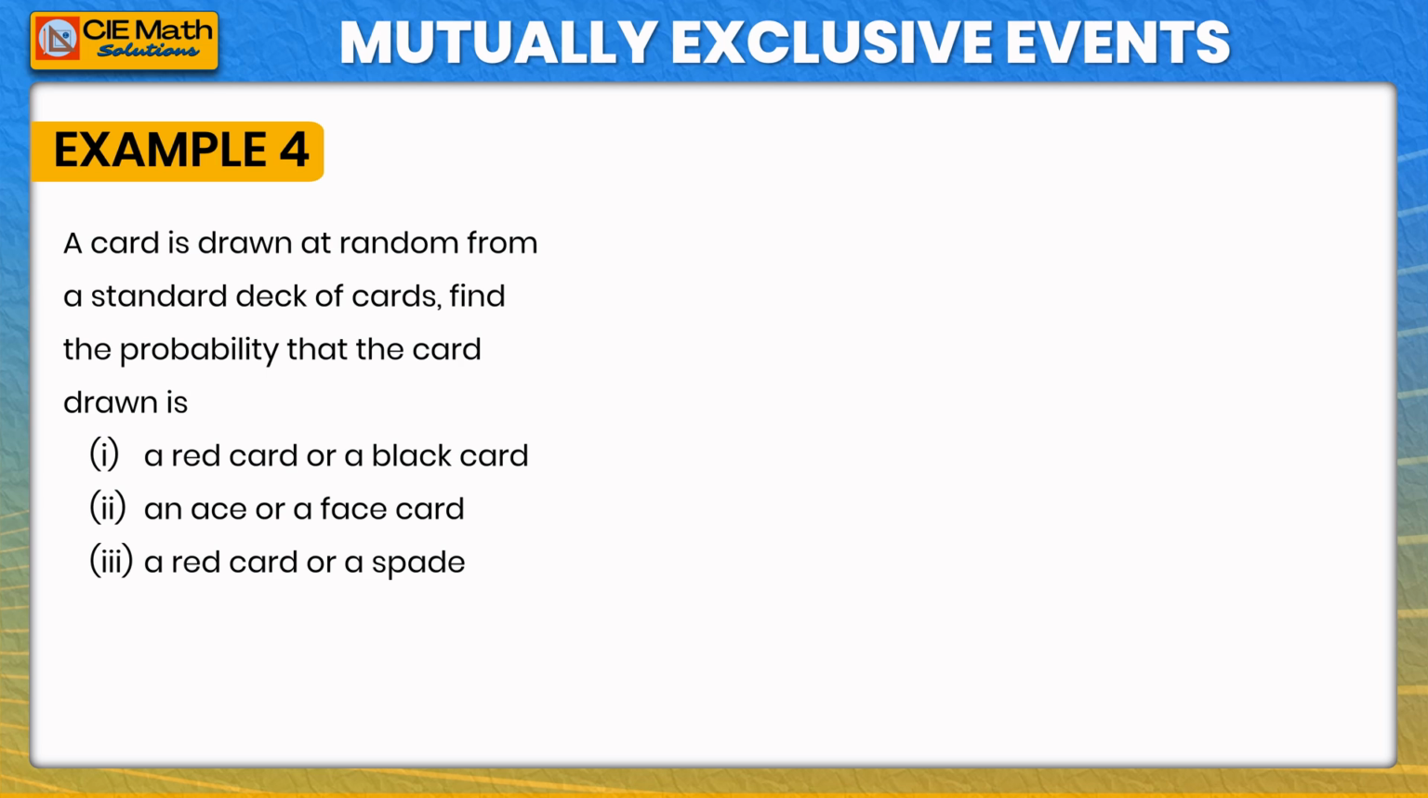Let's go to example 4. In example 4, a card is drawn at random from a standard deck of cards. Find the probability that the card drawn is, for I, a red card or a black card.